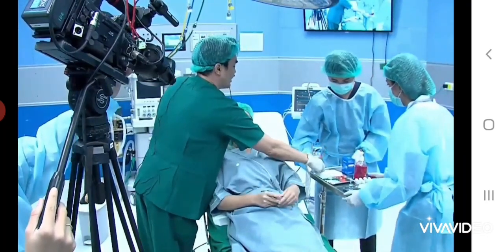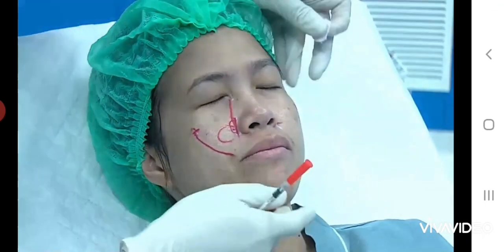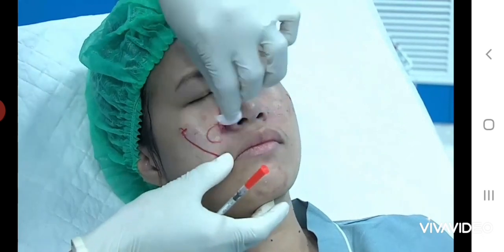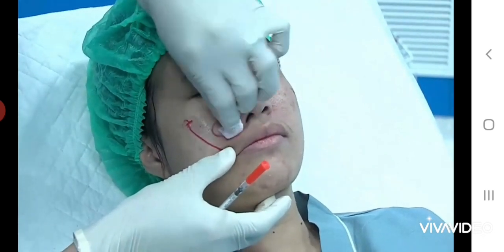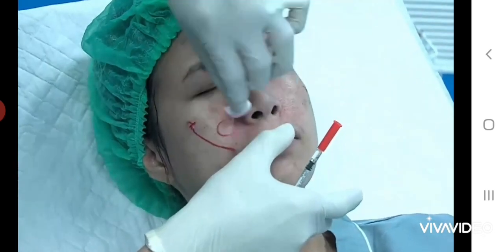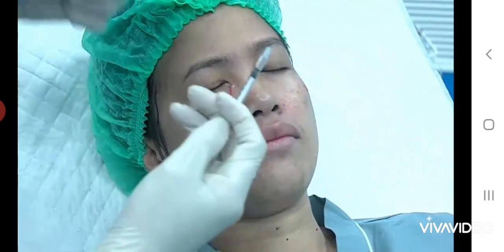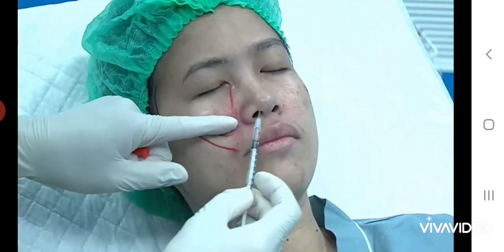Okay. The first area I will inject here, for the levator labii superioris alaeque nasi. So I prepare 0.1 and I will inject half in this area and half in this area.